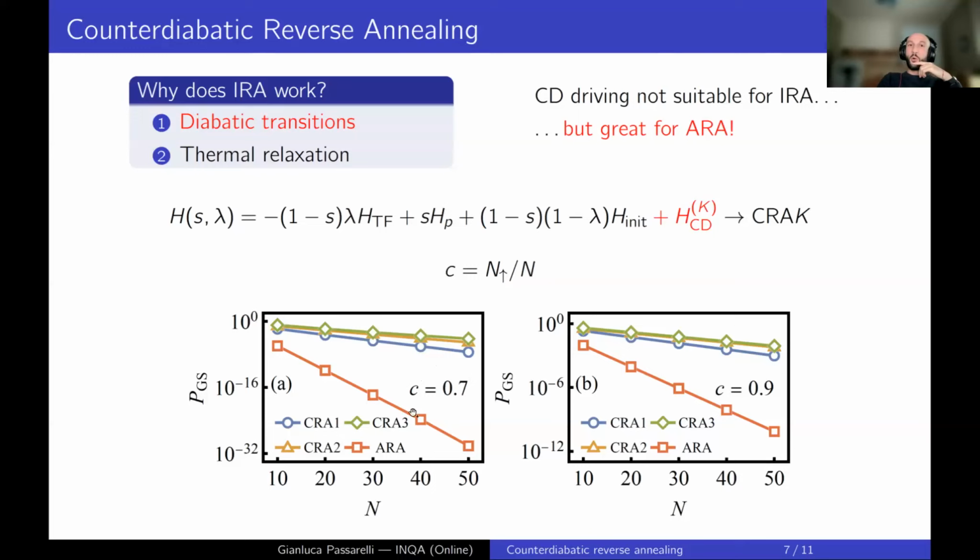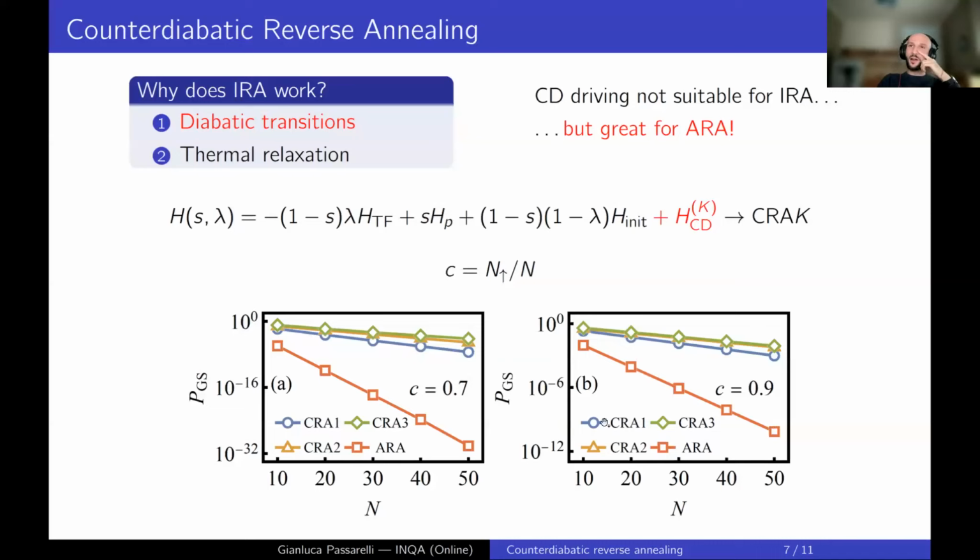And this is true both for C0.7 and C0.9. You see that also for C0.9, the features are almost the same. There is this exponential decay, but there is this improvement in counterdiabatic reverse annealing. And also, here we already start to notice something interesting, and that is the fact that when C is equal to 0.9, we should be able to see the effect of the fact that here we are not encountering a first order phase transition, but only a second order one.